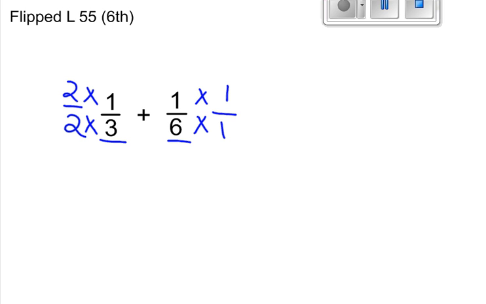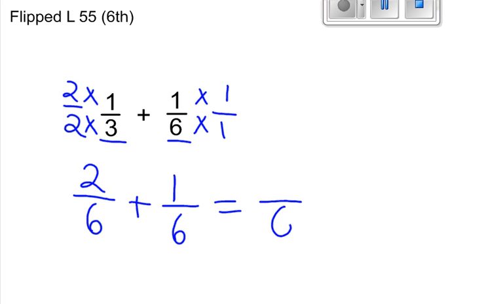However, when I look at what I'm multiplying by, I'm really just multiplying by a fraction that is equal to 1. So in the end, 1 times 2 equals 2, and 3 times 2 equals 6, and then 1 times 1 equals 1, and 6 times 1 equals 6. In the end, I have the fraction 2/6 plus 1/6. And now I can solve for this. Denominator stays the same. 2 plus 1 equals 3. And then I'm going to reduce to 1/2.